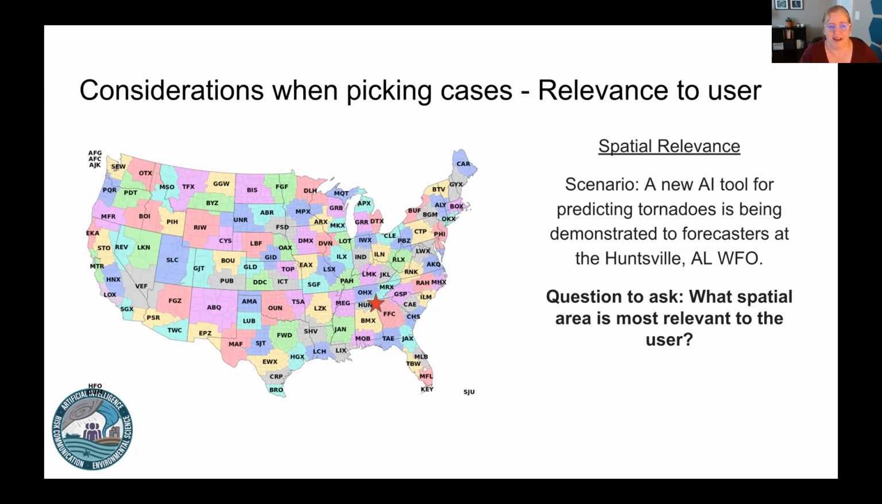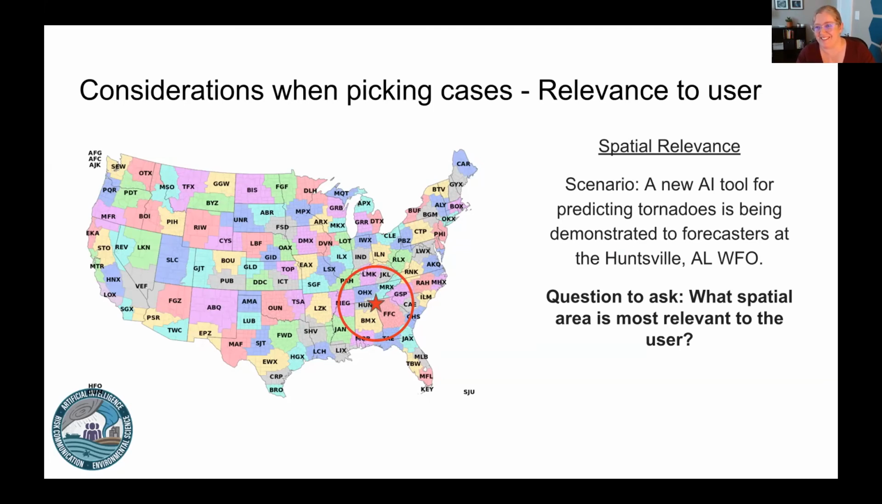Next slide. Since we're talking about Alabama, forecasters in Alabama don't forecast for the entire US. They forecast for their region, and they are of course interested in the adjacent regions as well. What we don't want to do is go into that office and show them a bunch of cases that are tornadoes in Tornado Alley or from the plains.